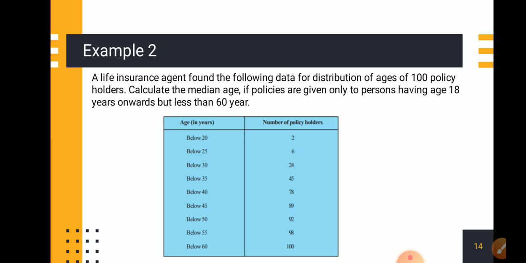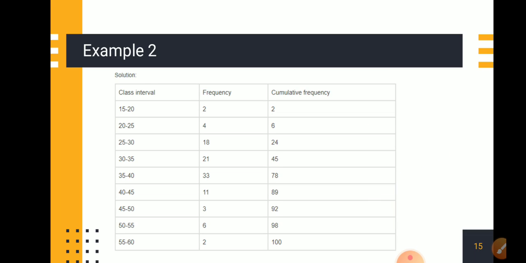Since below 20 is 2, below 25 will include below 20 also, so 6 includes 2. Below 30 includes 6 and 2 also, in 24. Hence, this is the cumulative frequency column, and now we will have to convert the first column to a class interval column and cumulative frequency to frequency. So this is how it has been done.